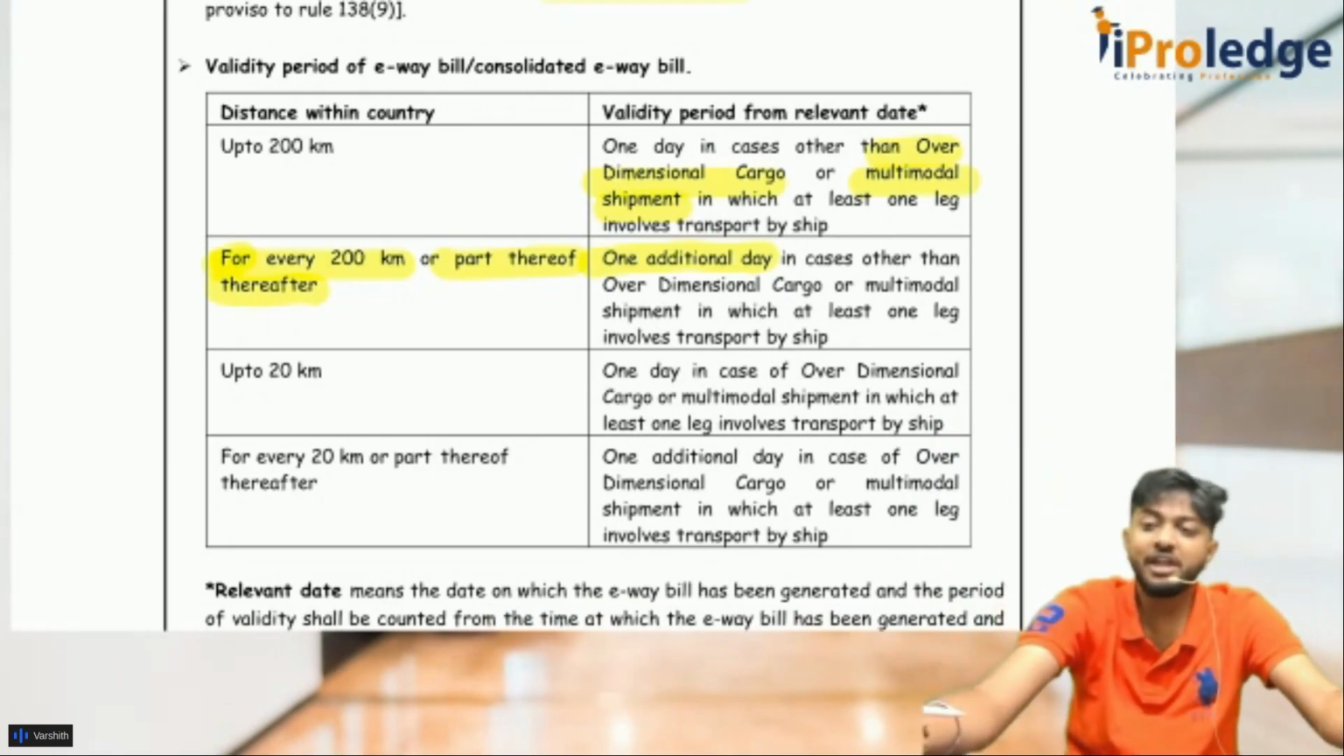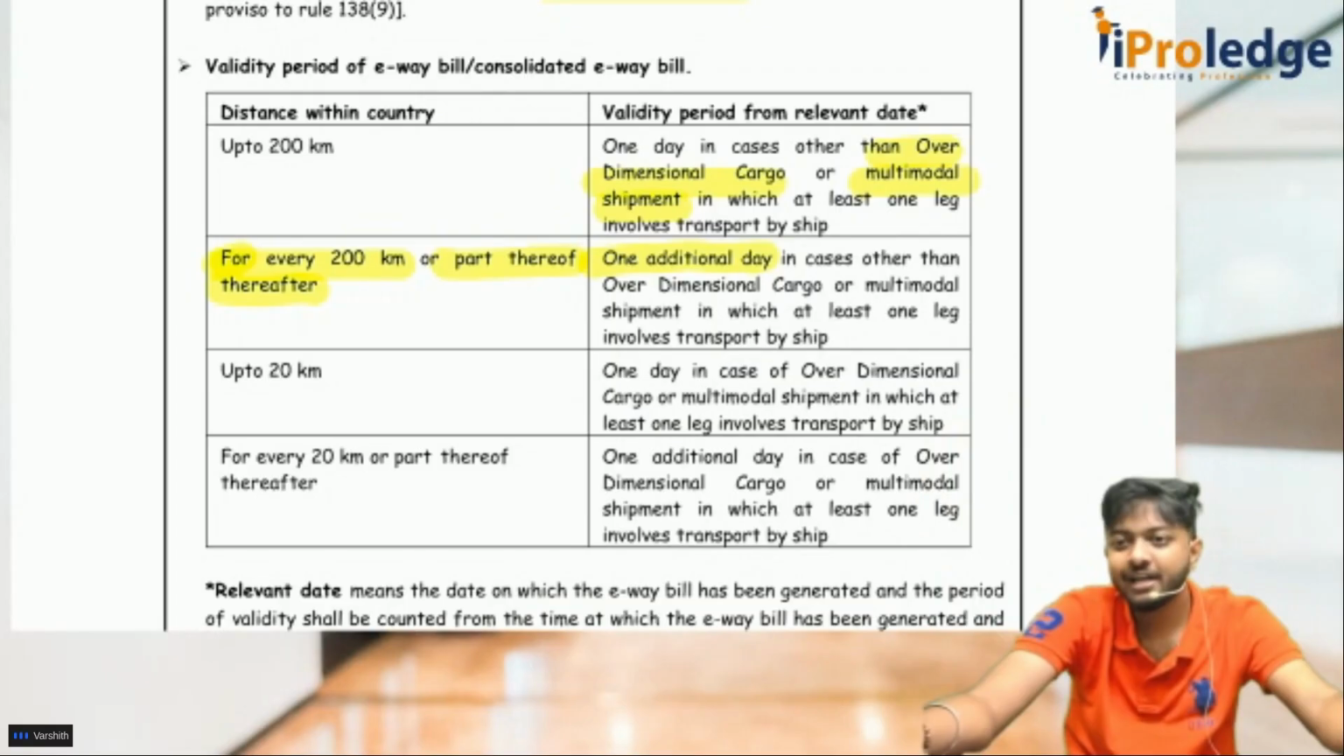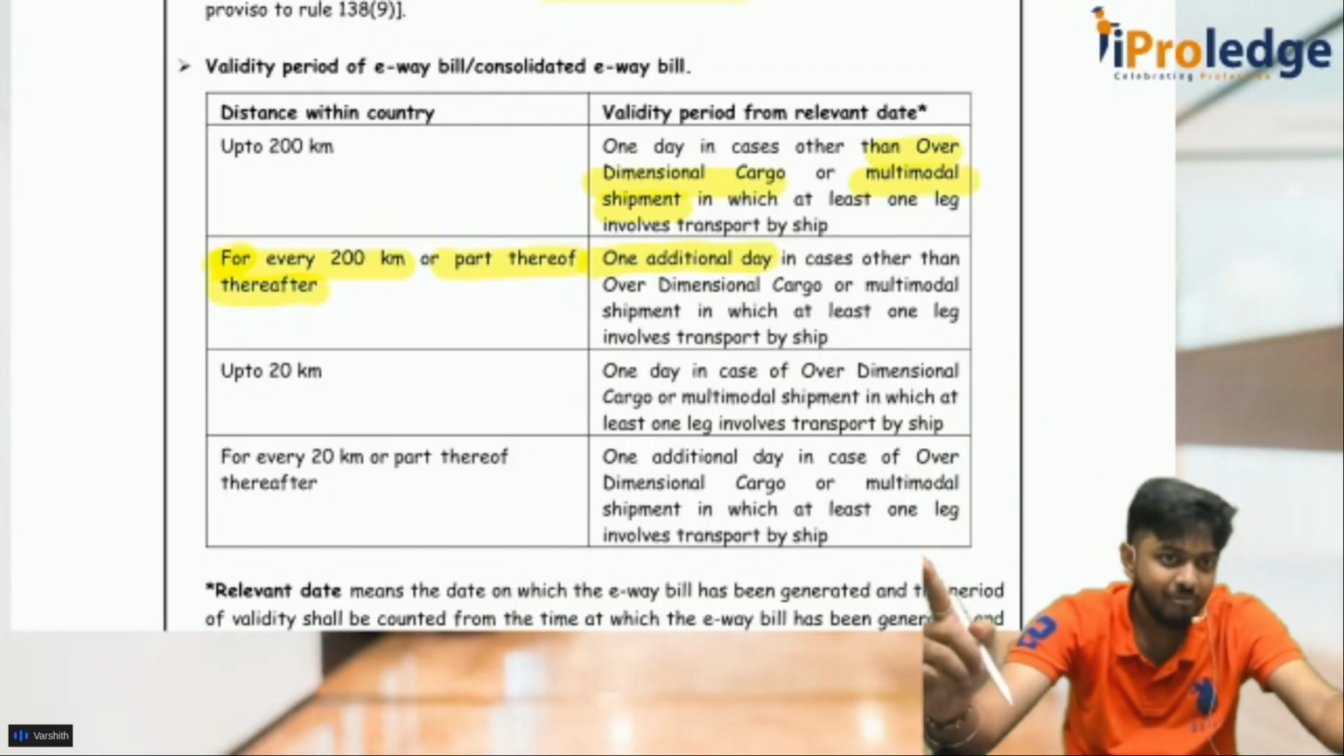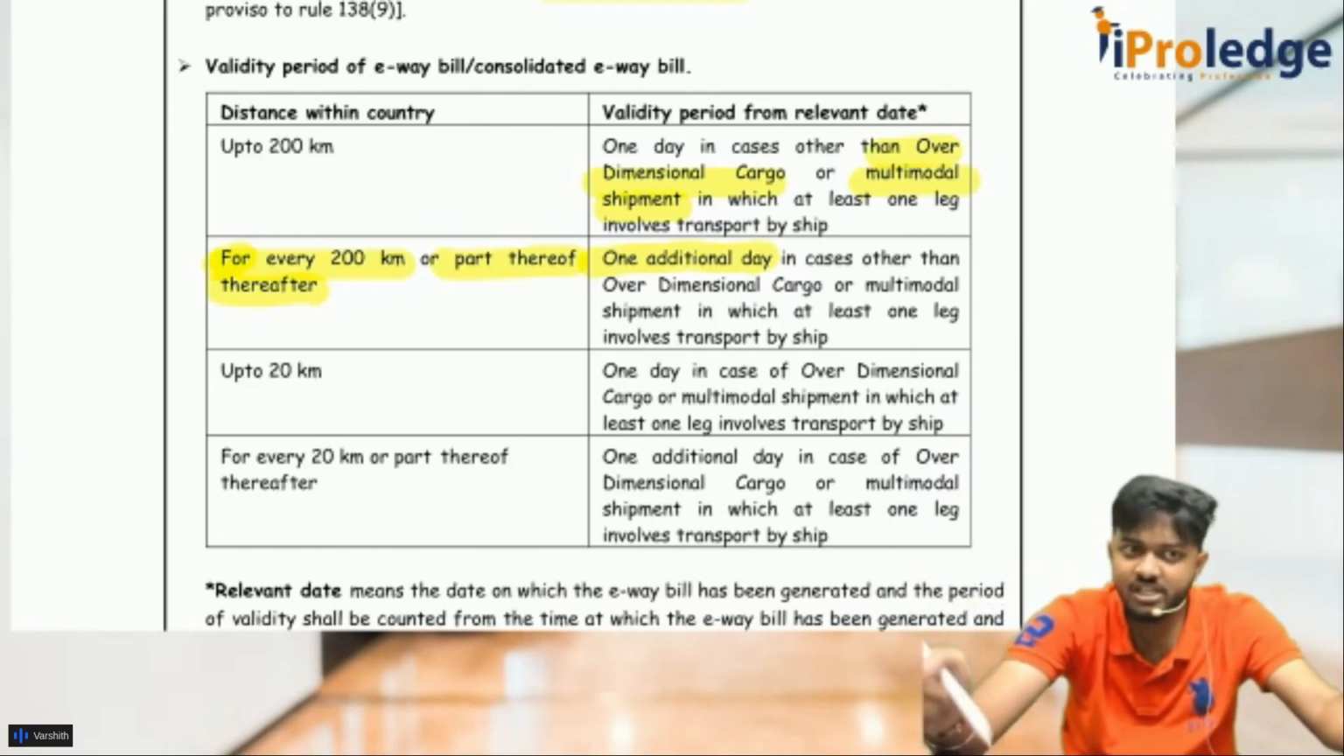Tell me, for 600 kilometers, what is the validity? Guys, when I say distance, it is the distance between, say, Bangalore and Mumbai, from place A to place B where you are causing the movement. That distance you have to take. If the distance is 600 kilometers, validity is 3 days.